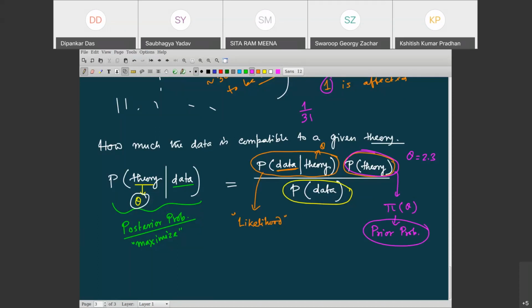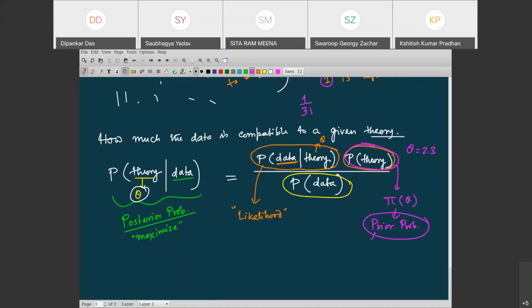I will not go into the details because it is beyond my expertise how to conveniently or consistently choose a prior. But one easy way out of this dilemma is to use a uniform prior, so that we do not show any bias towards any value of theta. Before doing the experiment, we should not be biased towards any value of theta. So we basically choose a uniform prior.